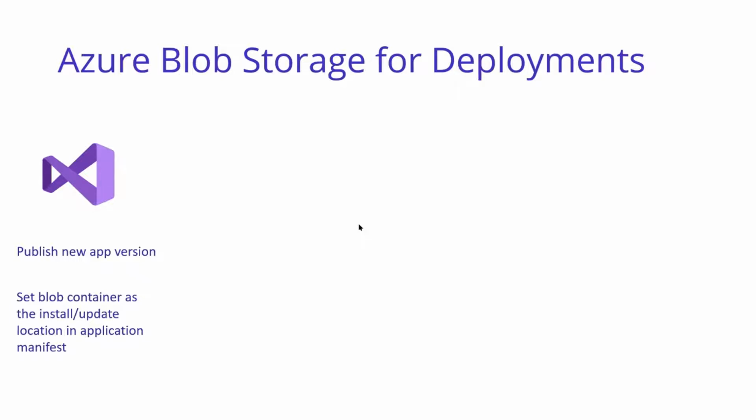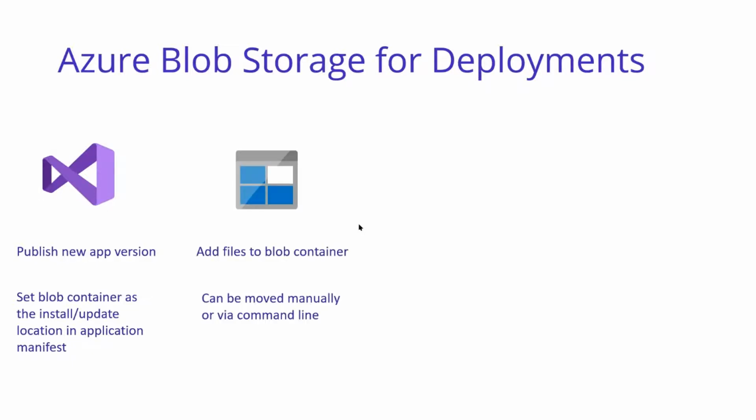And then after you've deployed and published your application, you can go ahead and add those files to your blob container. So now you can move them manually by uploading them through the Azure portal. You can do this through the command line, so if you wanted to add this to your CI/CD process, that is an option for you. Or you can also use the Azure Storage Explorer to essentially drag and drop your files into that blob container.